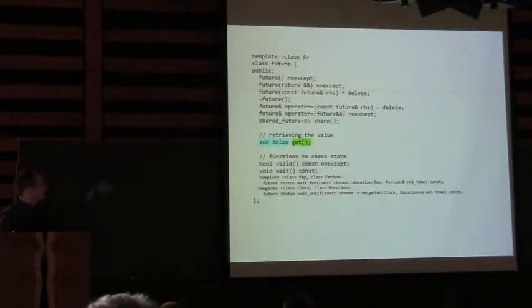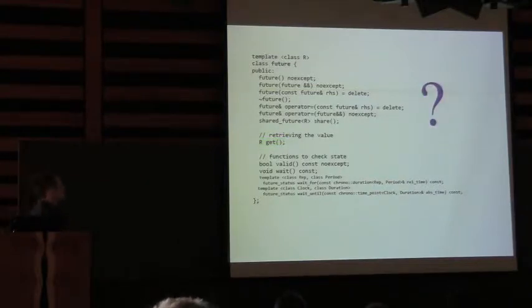In a future, you can get a value out of the future. This is cut and pasted out of the standard, where it says see below, and what it means is it depends on what R is. If R is a reference, it has slightly different semantics. R can be void, therefore it doesn't return anything. But basically, imagine it returns R. That's the normal case, so that's all we're worried about. We're not worried about returning references to things. We just want to get a value out of the future.